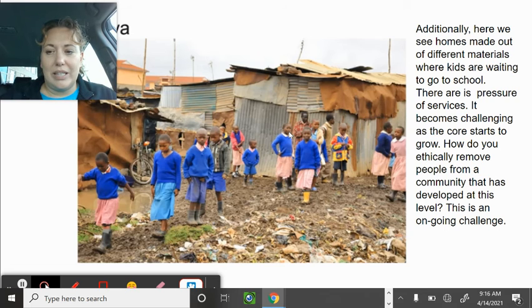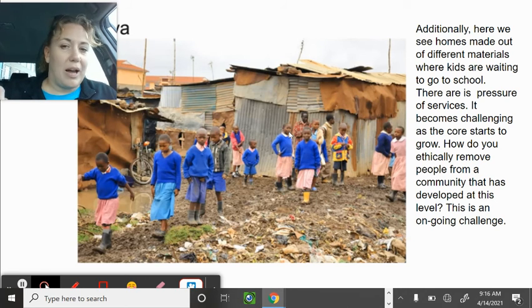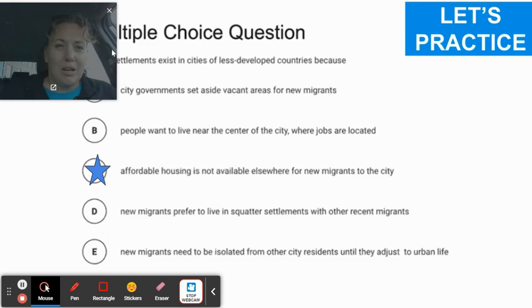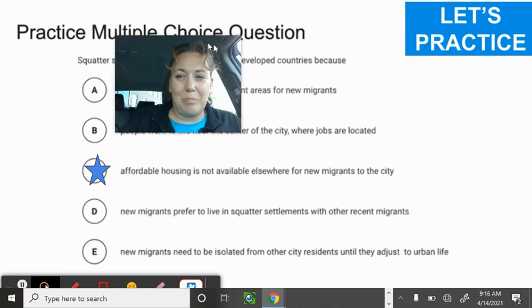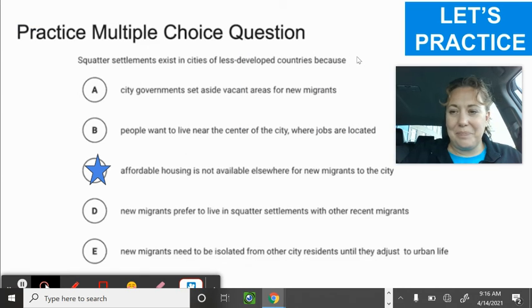And how do we ethically remove people from a community that has developed that is maybe dangerous? But how do you actually, instead of just removing them, maybe move them to a place that's going to give them better access to services? Big questions. Multiple choice question for you here. Pause and try to go over that.